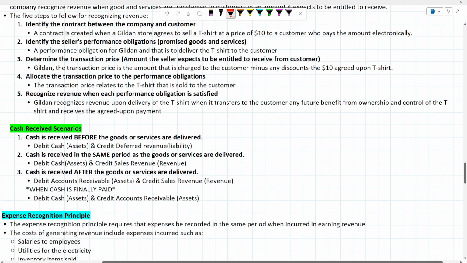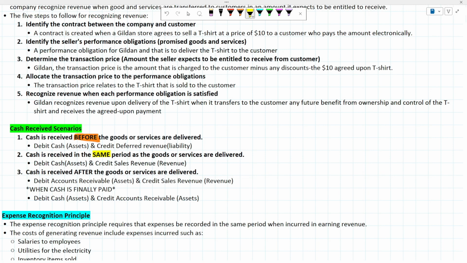So cash received scenarios. 1, cash is received before the goods or services are delivered. So in this case, we want to debit cash or assets and credit deferred liabilities, or deferred revenue, sorry. 2, if cash is received in the same period as the goods or services are delivered, debit cash or assets and credit sales revenue in the revenue account.